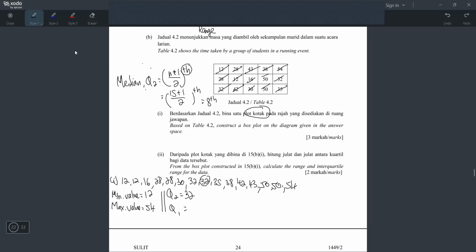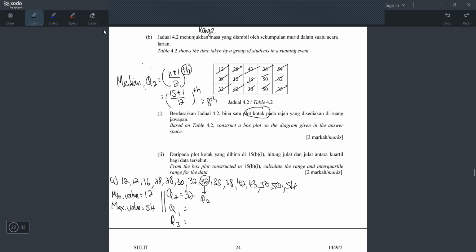Okay, now how to find your Q1? Your Q2 you already know is 32, right? Your Q1 will be your first half punya middle, and then your Q3 will be your second half punya middle. So what will be your Q1? First half got how many numbers? 1, 2, 3, 4, 5, 6, 7. The 32 don't count. So your first half is from here to here. It means got 7 numbers. And then your second half also got 7 numbers. 1, 2, 3, 4, 5, 6, 7. So what is 7 numbers punya middle?